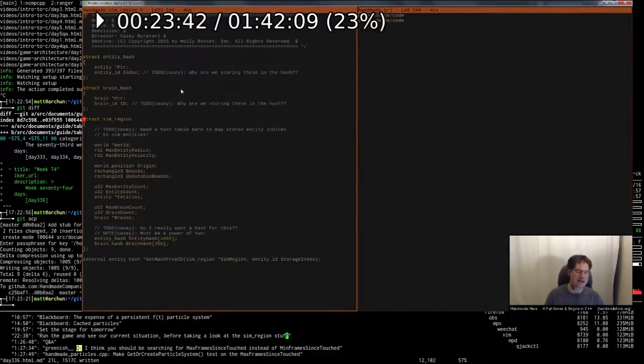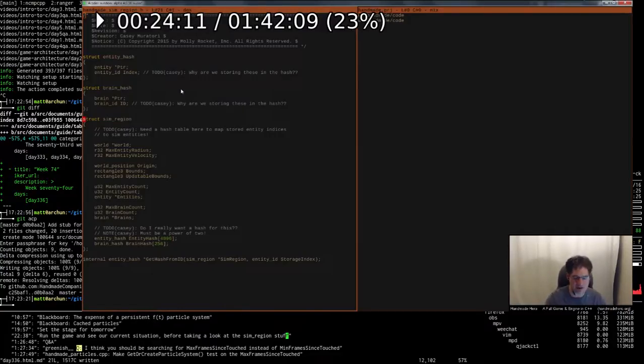So what I need the cache of particle systems to be is something that's a separate thing, right? So there should be a separate channel, if you will, of particle system cache information. And when we run a sim region, if we give it a particle system cache, then when it unpacks entities, it will go ahead and look in the cache and update the cache. If we don't give it a cache, it won't.